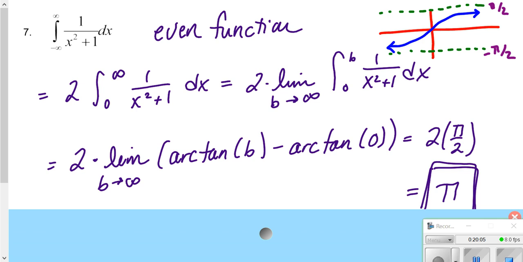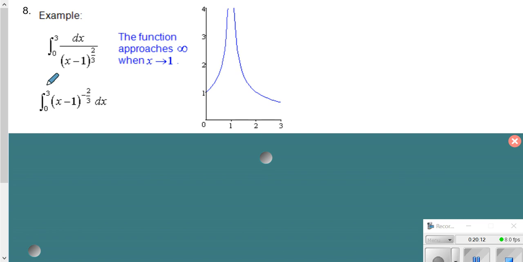Okay, question number 8. Do you know what the issue is? Did you think about it? Because when you just glance at it, it looks fine, right? Just do an antiderivative. However, if you think about it, there's this vertical asymptote situation at 1. Okay, so you're going to have to split this up at the 1. You'll have a 0 to 1 piece and a 1 to 3 piece.